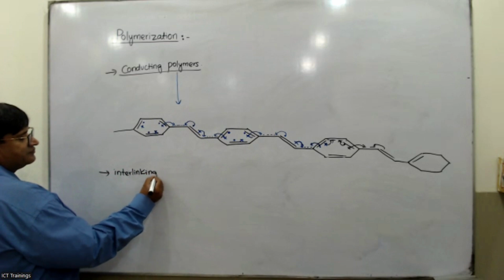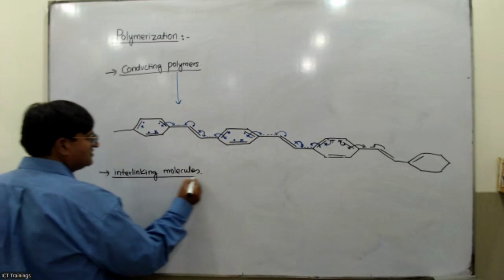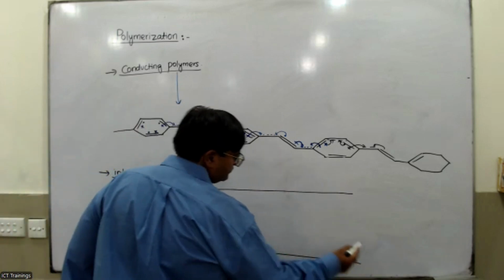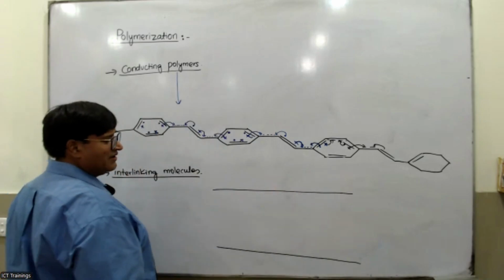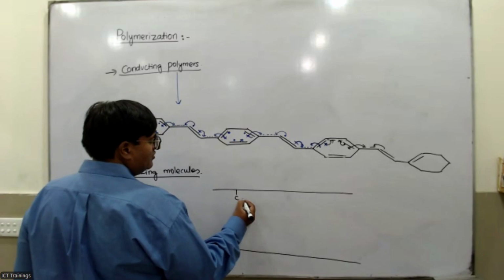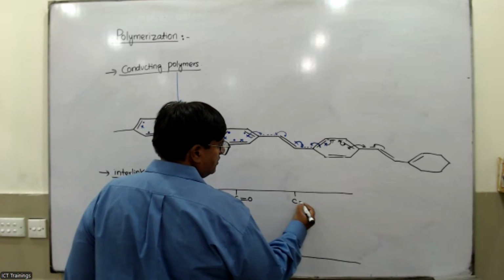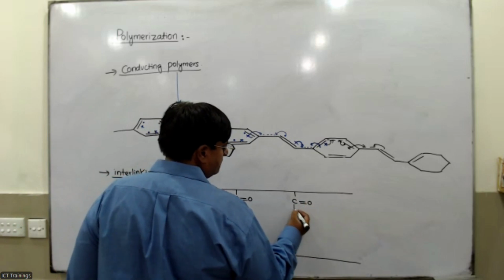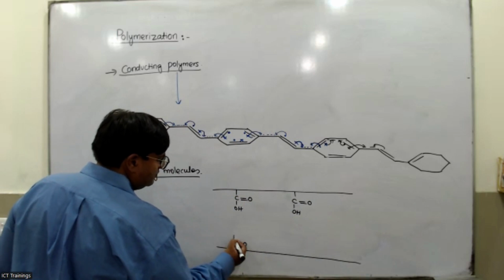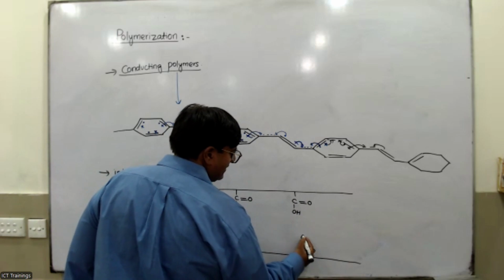Then interlinking molecules. Okay, guys, so this is the new term. Let's suppose you have two chains up here. These are the polymer chains. So these chains contain the carboxylic acid group, let's suppose. This one is also containing a carboxylic acid group like that.